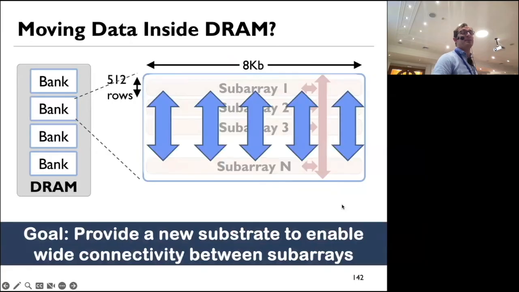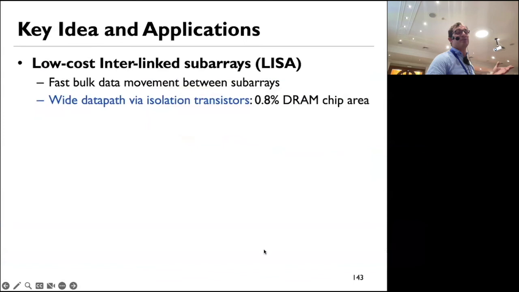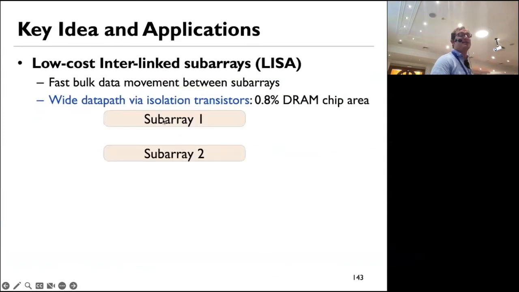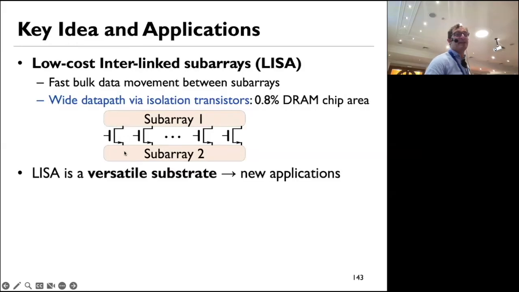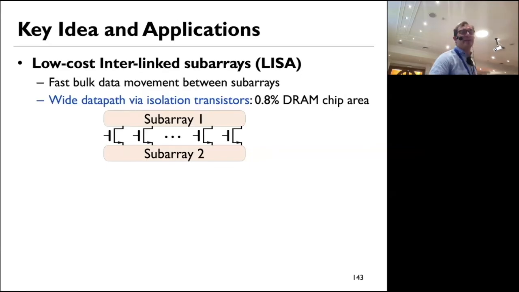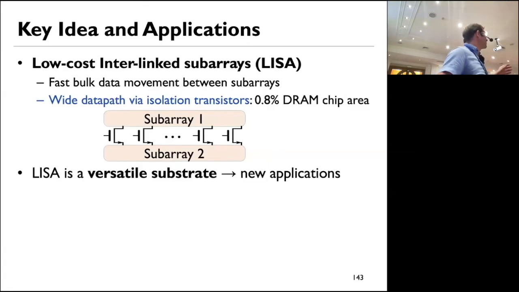Okay, the idea is very simple. Provide a new substrate to enable wide connectivity between subarrays. Let me give you the very quick idea. Essentially, we add isolation transistors between subarrays. This subarray is connected to this subarray, and they have isolation transistors, so that whenever this isolation transistor is enabled, you can copy data from the row buffer of this subarray to the row buffer of another subarray. If it's disabled, you won't be able to copy data. Now, this adds a little bit more cost, but it adds a little bit more connectivity to the memory subsystem in the DRAM. And again, if you're interested, there's a lot more to do in this area.